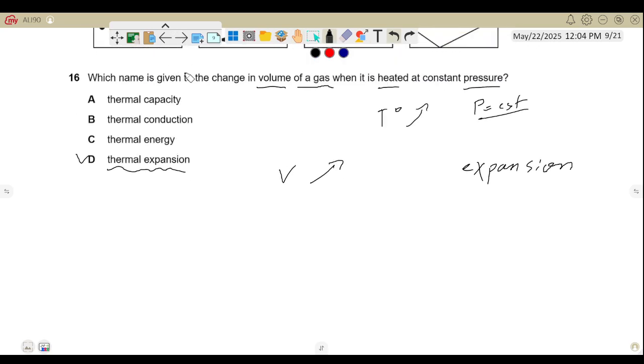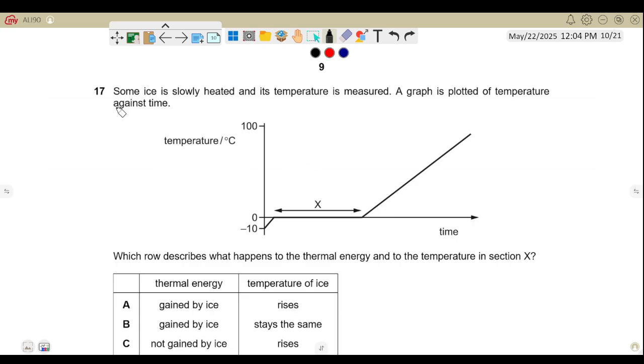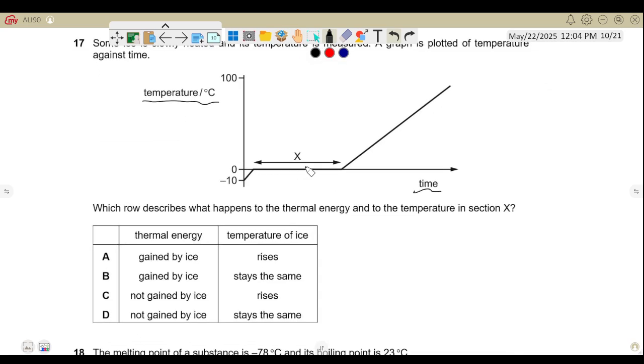For 17, we have this case. Some ice is slowly heated and its temperature is measured. A graph is plotted of temperature against time. This is temperature against time, and as we see, this graph is composed of three parts: this first part, this X part, and this third part. The question here is which row describes what happens to the thermal energy and the temperature in section X. So let's analyze this section X here.